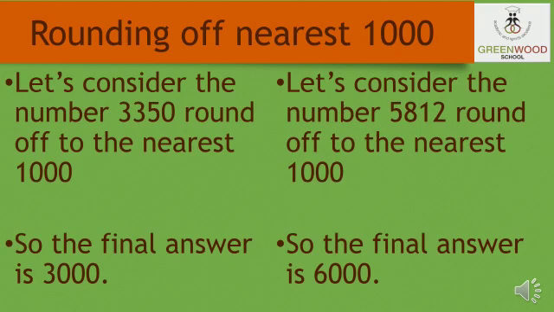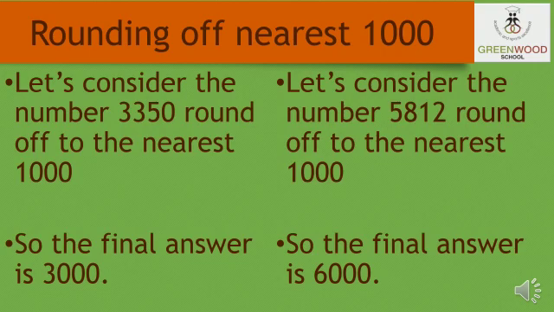Let's consider the number 5812. To round off to the nearest significant number, consider the 1000 place and follow the steps. Identify the digit present in the 1000 place, that is 5. Identify the next smallest place in the number, that is 8.